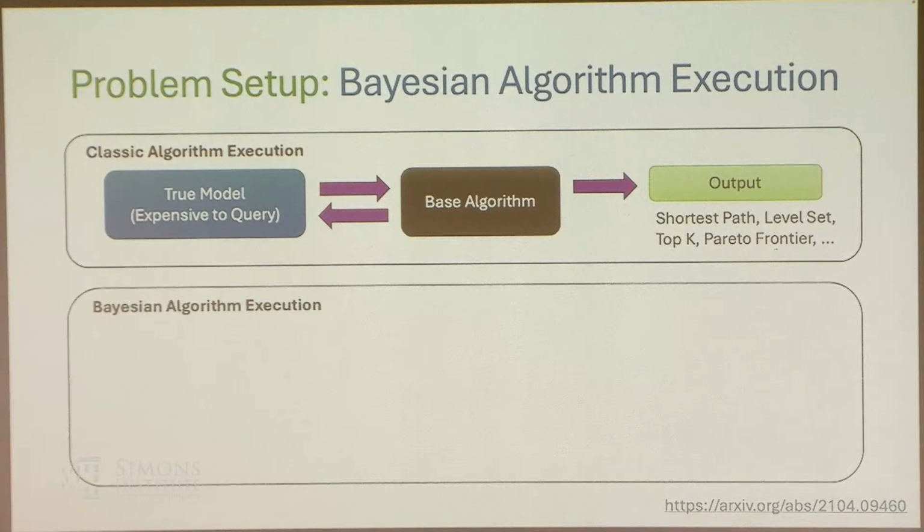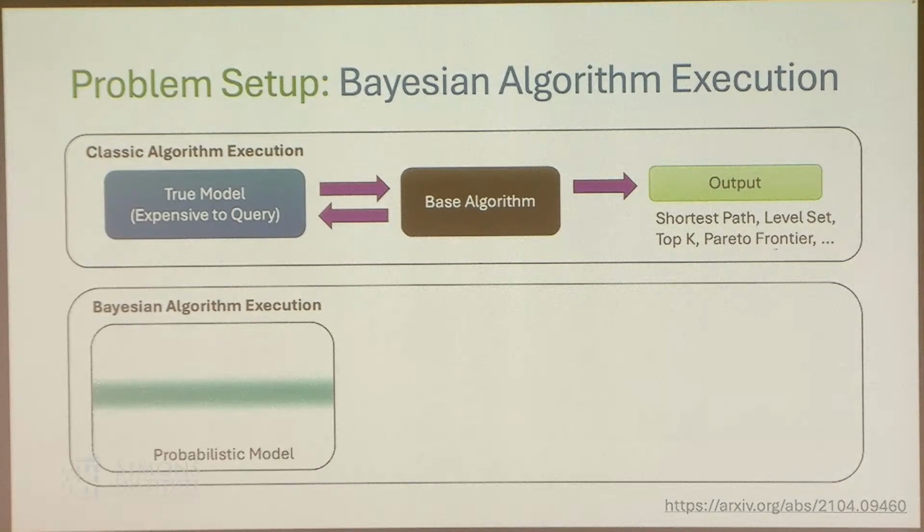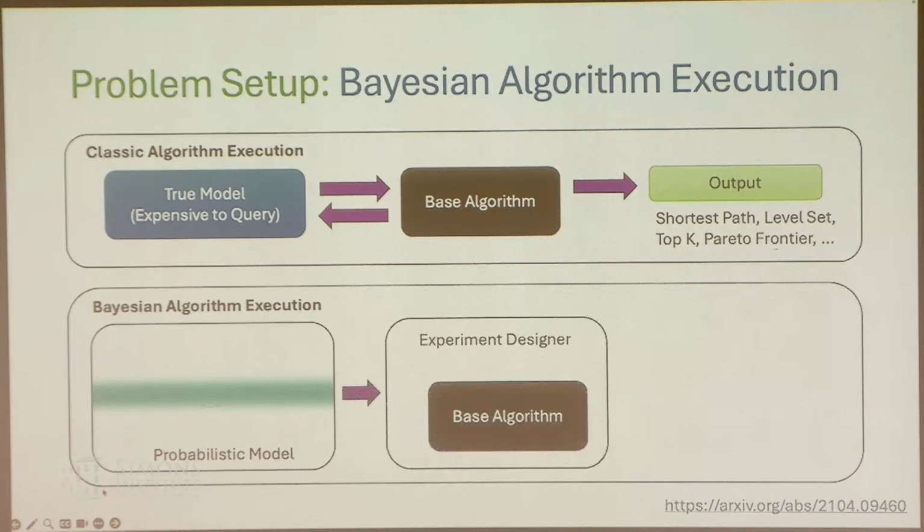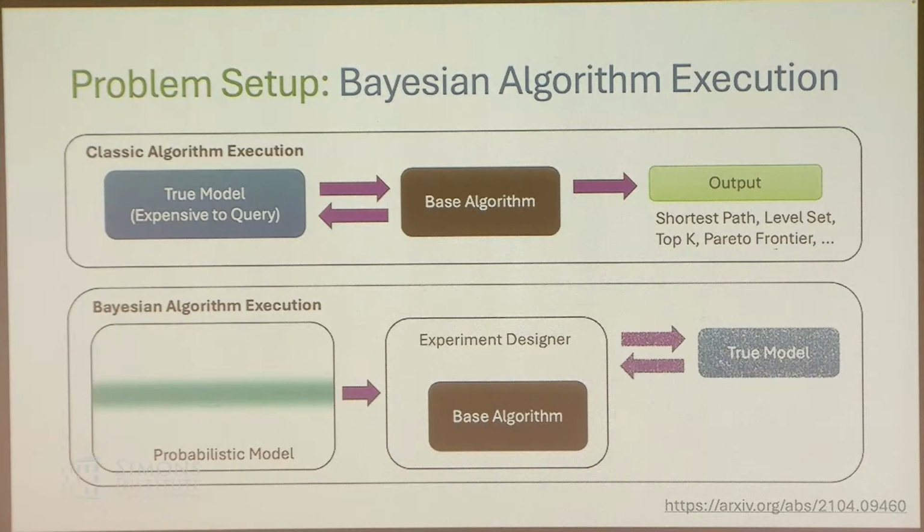In Bayesian algorithm execution, we acknowledge that the true model is expensive to query. So we have a probabilistic model over what the true model could be. We have an experiment design or orchestrator algorithm that uses the base model as a subroutine. From the probabilistic reasoning and understanding what the base model wants to output at the end, it queries the true model selectively. The base model by itself might query the true model many, many times. The orchestrator queries the true model selectively, and then eventually generates an output.